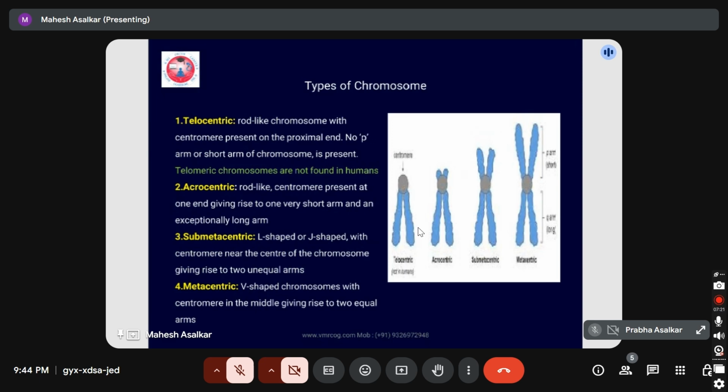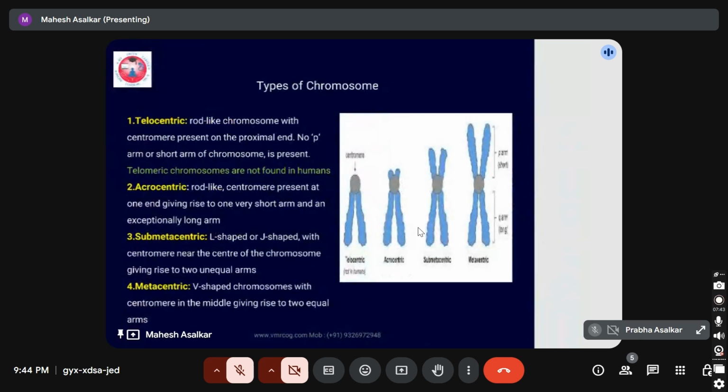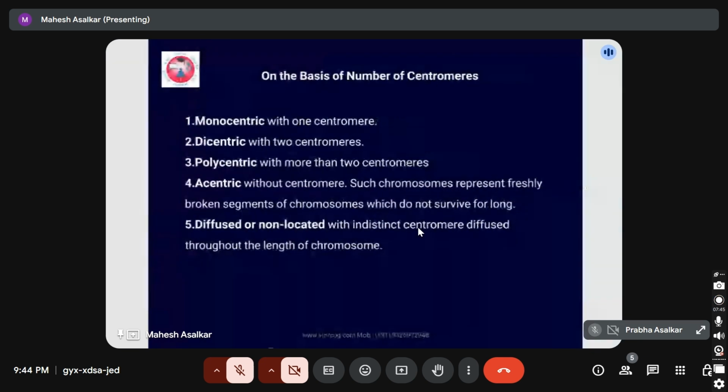Third is a submetacentric. It is L-shaped or J-shaped with the centromere near the center of the chromosome. It is not at the center, but it is near the center of the chromosome, giving rise to two unequal arms. Okay. And the fourth one is a metacentric. It is a V-shaped chromosome with the centromere in the middle, giving rise to two equal arms. Okay. So that is the classification depending upon the location of the centromere.